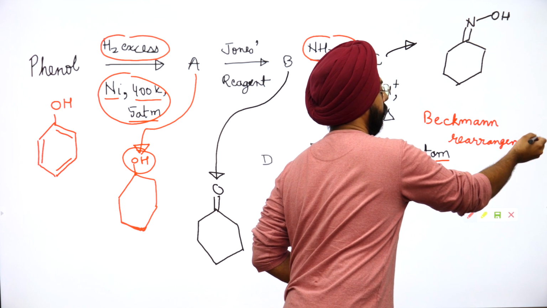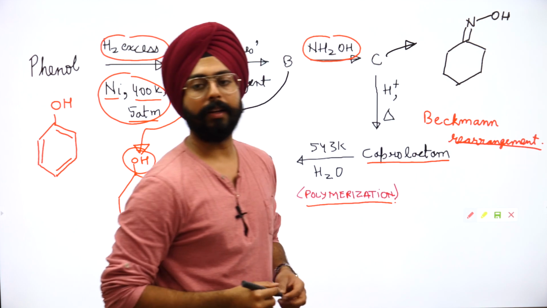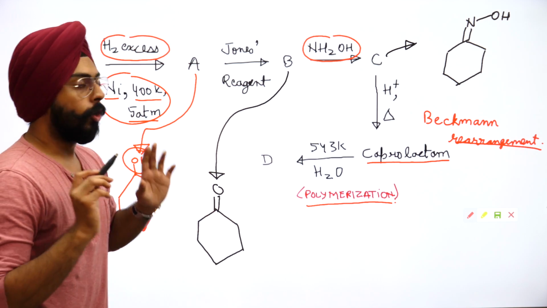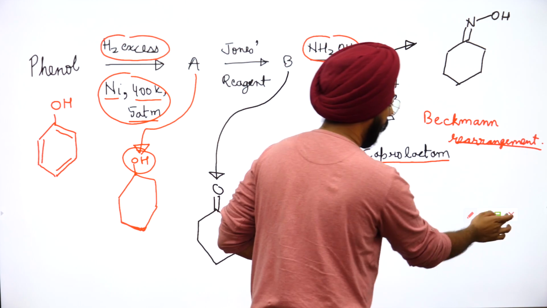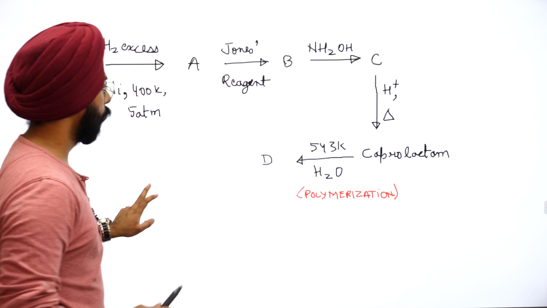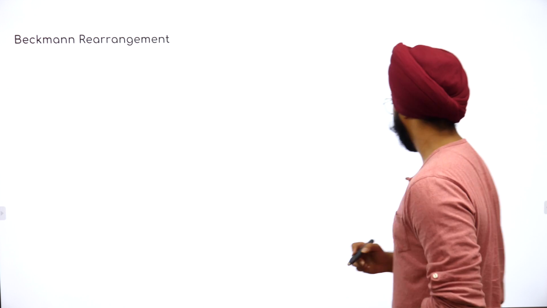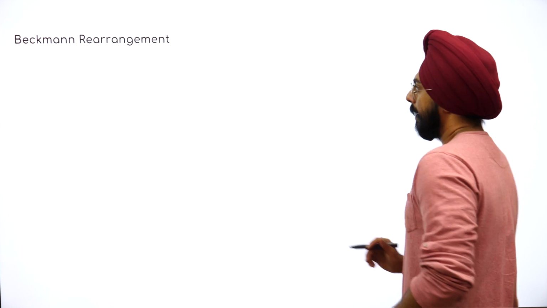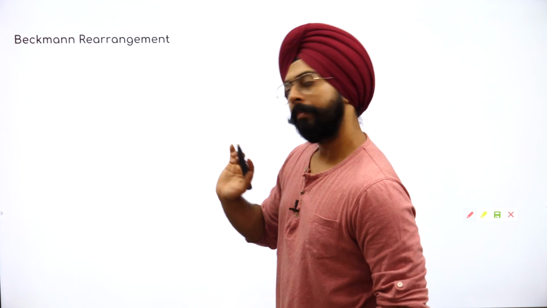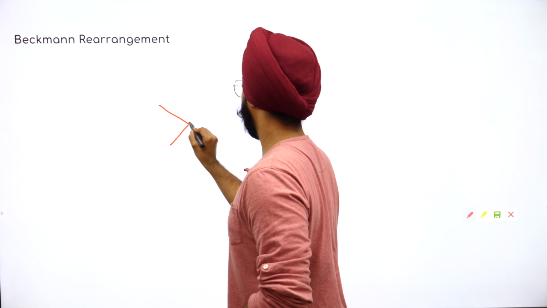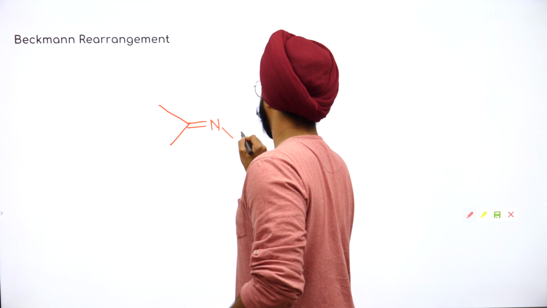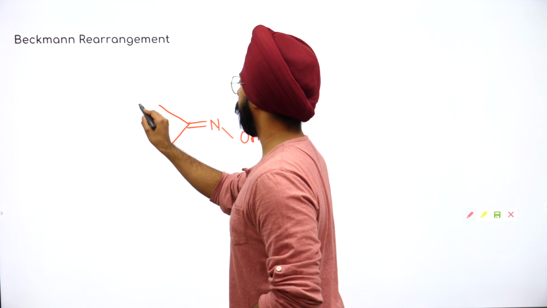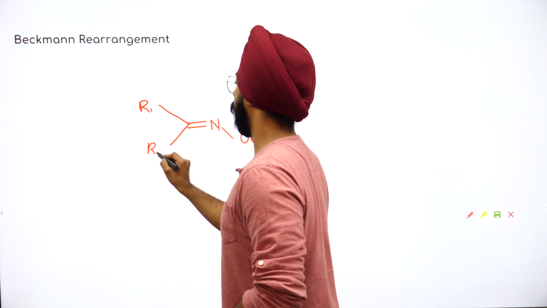Yes, याद है? Beckmann rearrangement. If you don't remember, don't worry, I will explain the exact mechanism of Beckmann rearrangement to you right now and then we'll come back to that question. ठीक है? तो Beckmann rearrangement करते हैं. होता क्या है? Let's take any random ketoxime. ठीक है जी? Double bond N OH and you have R1 and you have R2.